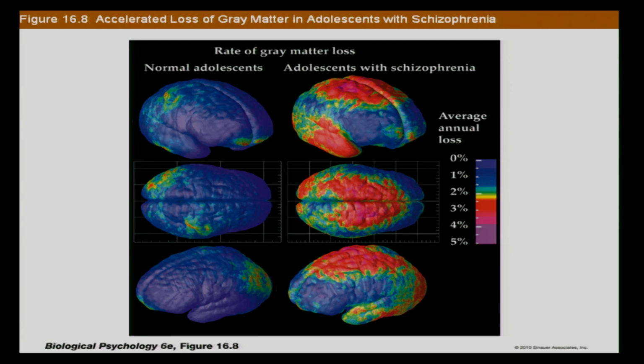But look at all of this brain loss. Up here, sensory and motor areas, major brain loss. Down in the lateral temporal lobe, these are visual areas, the ventral visual stream processing object information. Look at all that cell loss that's going on in adolescence in schizophrenic patients. This is exactly when schizophrenia is developing.